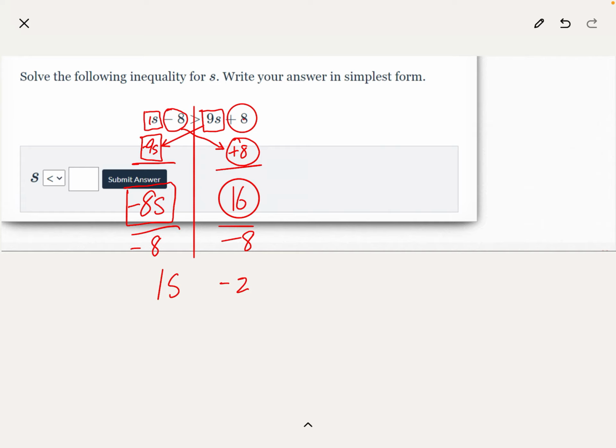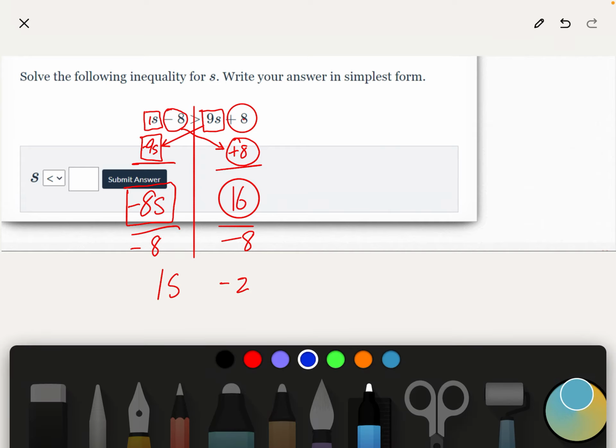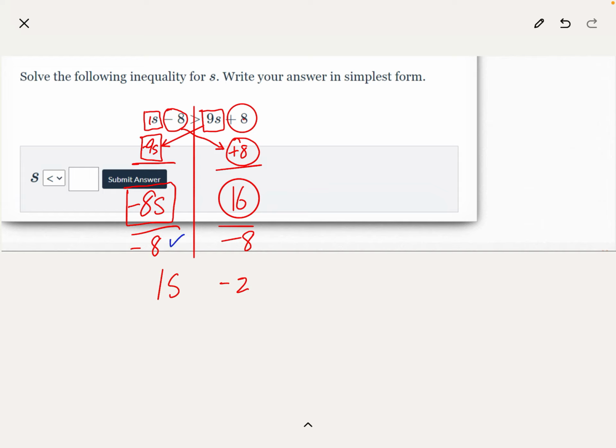Now, here is the difference. And I'm going to change the color. Whenever you divide by a negative number, you have to switch the inequality. So it was greater than, but now we're going to have to switch it to less than. That's the only significant change between equations and inequalities. If the last step is divide by a negative number, then you must switch the inequality.